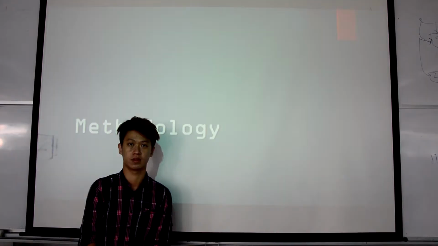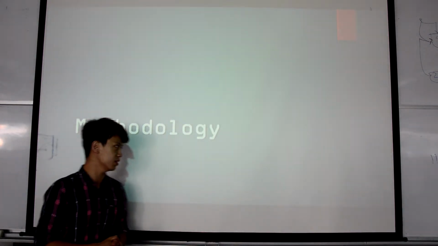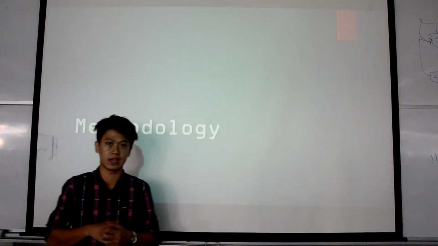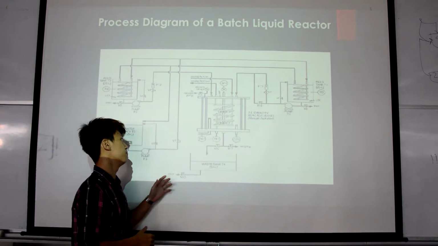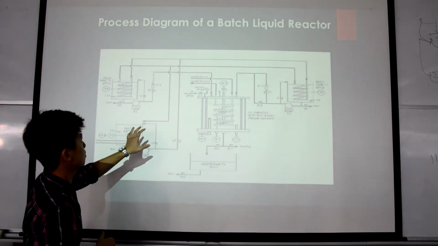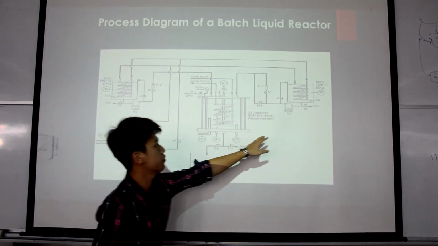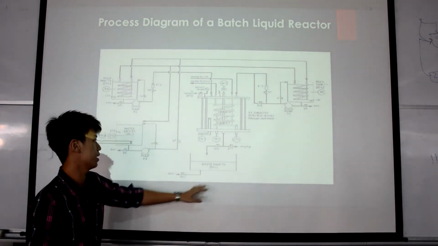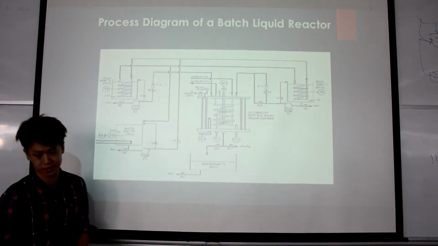Thank you. Hi there. After understanding the theories behind it, let's proceed to the methodology and how we can carry out the experiments. And now, this is how a batch liquid reactor looks like. There's a feed tank, 2 feed tanks over here, and this is the waste tank. And this is actually the reactor inside it, and this is the cooling water tank.